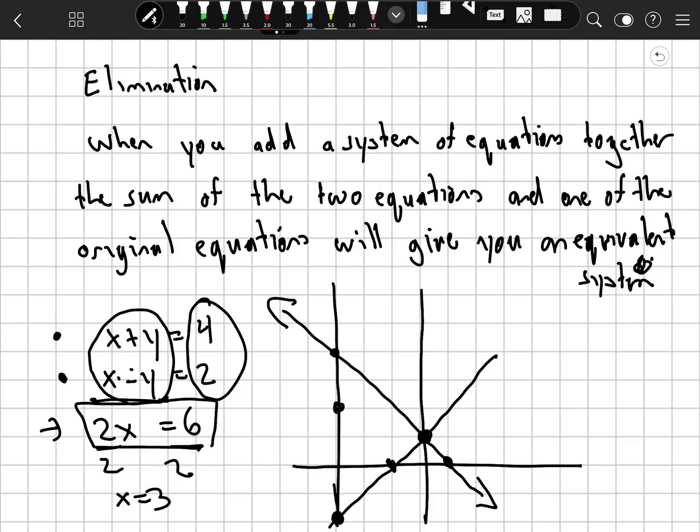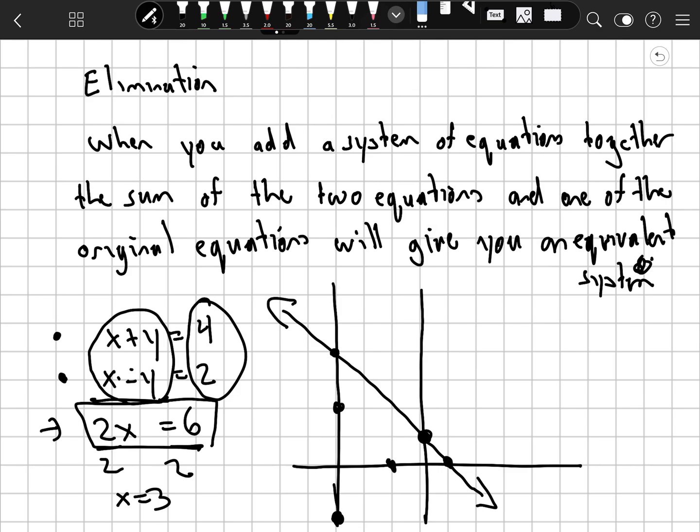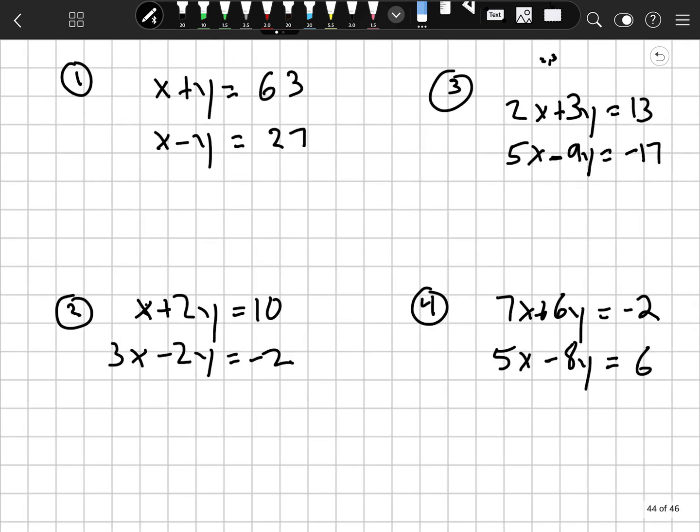So if I were to get rid of this line now, I'd have x minus y equals 2 and 2x equals 6. I still have the same solution, okay? Or I could get rid of the other line right here, and I'd still have the same solution. So these are two big concepts that are important. Let's go ahead and try to solve a few equations using some of these rules here.